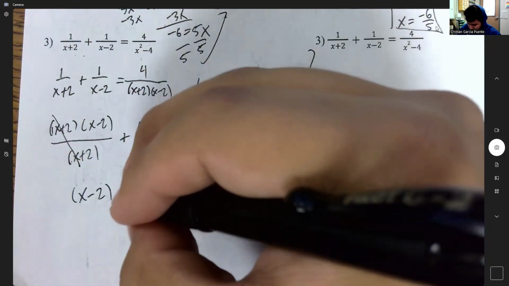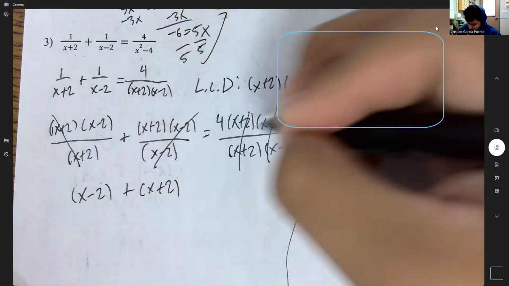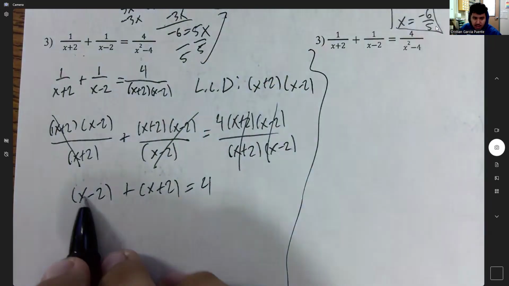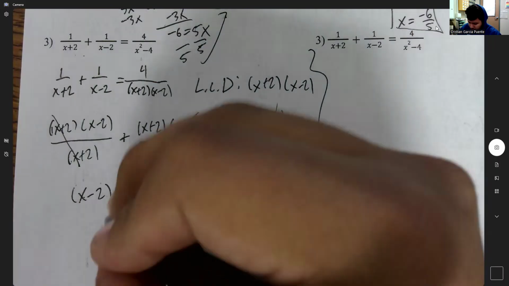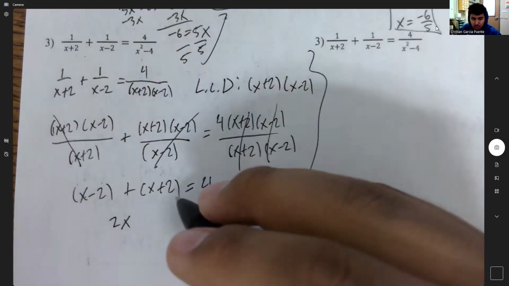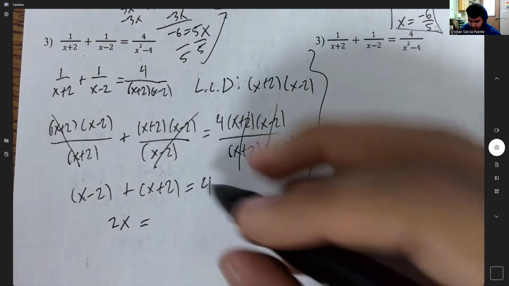Over here, you're left with x plus 2. And over here, you're just left with 4. And now over here, with x plus x, it's going to be 2x. With negative 2 plus 2, that's 0, so you don't have to write anything down, and you have 4.